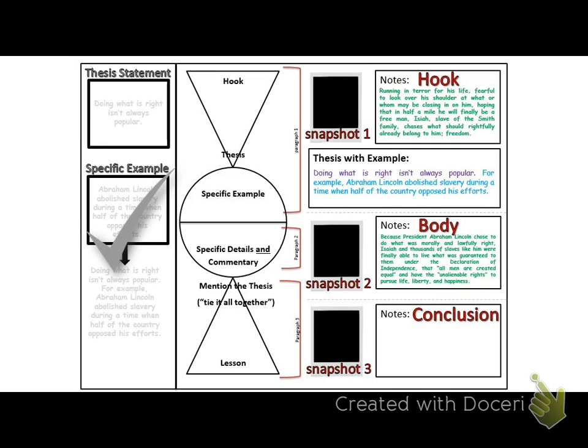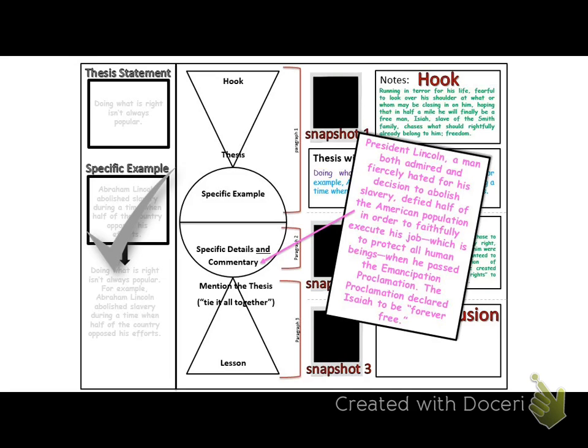Now, I can't just stop there. I have to give some commentary in the second paragraph, which means I have to express my own ideas to tie everything together. So after my snapshot, I am going to write my commentary, which says, President Lincoln, a man both admired and fiercely hated for his decision to abolish slavery, to fight half of the American population in order to faithfully execute his job, which is to protect all human beings, when he passed the Emancipation Proclamation. The proclamation declared Isaiah to be free forever. Once again, I pulled in information from the Declaration of Independence, and once again, I'm showing my reader that I understand what I'm talking about, and I'm able to connect my ideas to my thesis and my example.